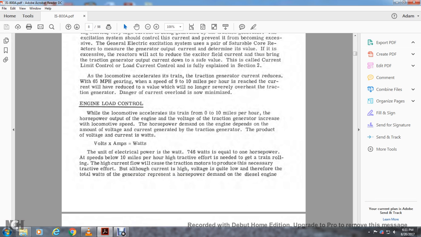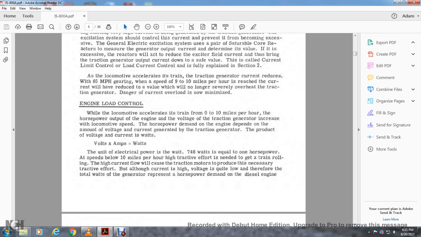Engine loading current. When the locomotive accelerates its train from 0 to 10 miles per hour, the horsepower output of the engine and the voltage of the traction generator increase with the locomotive speed. The horsepower demanded from the engine depends on the amount of voltage and current generated by the traction generator. The product of voltage and current is in watts. Voltage times amps equals watts. The unit of electrical power is the watt; 746 watts is equal to 1 horsepower.